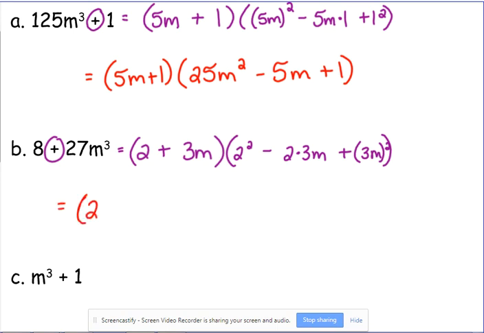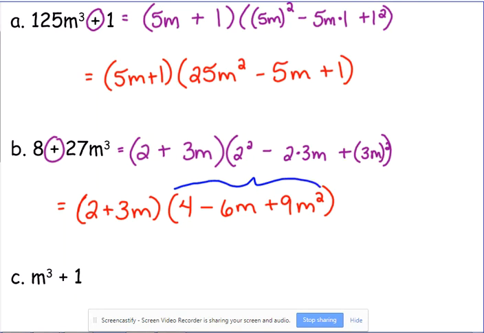So to finalize this, we've got 2 plus 3m. 2 squared is 4. 2 times 3m is 6m. And 3m squared is 9m squared. Now, I didn't mention this in the first problem, but this trinomial right here never factors further. Okay, this never factors further.